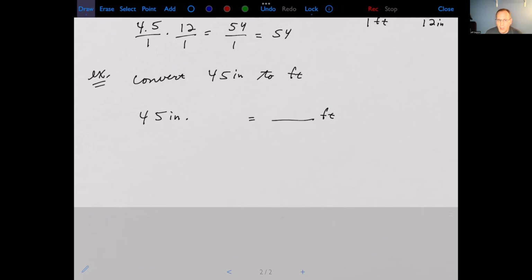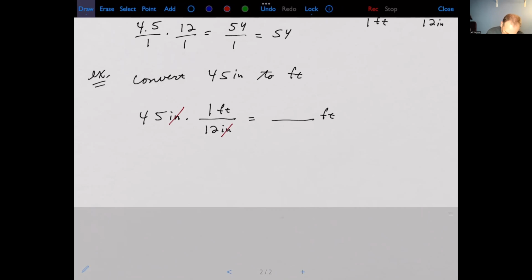So now I want inches to cancel, and I want feet to end up in the answer, right? So now inches in my unit conversion factor has to be in the denominator, and feet has to be in the numerator. So in this case, instead of using 12 over 1, I need to use 1 over 12, right? I want to multiply by 1 foot over 12 inches. So again, inches will cancel and feet will remain in the answer.